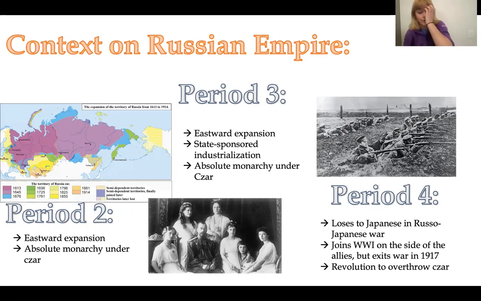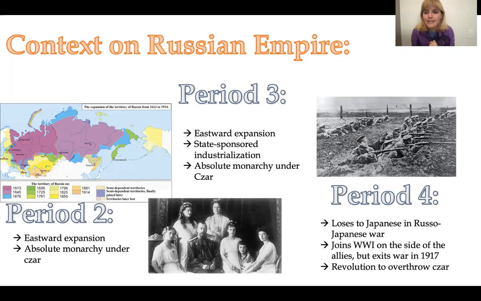Now in period 3, we still have eastward expansion, we still have Russification, but the change this time is that the Tsar also will have state-sponsored industrialization. So the absolute government will start to pay for the building of factories, railroads, mines. All right, so they're going to shift away from those peasants who are working on farms. They're going to shift away from the feudalistic society to people more working in factories.